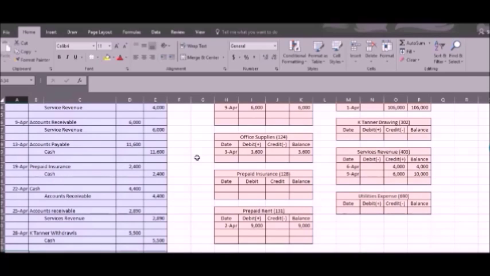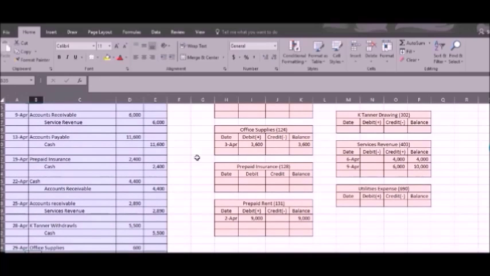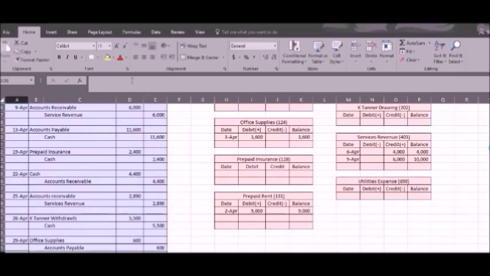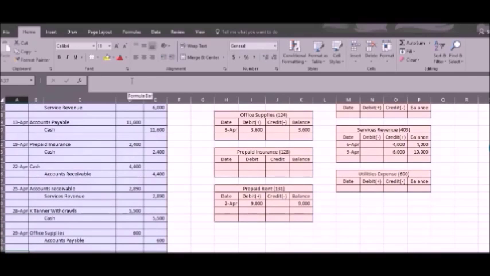Just a couple more to journalize. The 29th, the company purchased $600 of additional office supplies on credit. So on the 29th, we're buying more office supplies. That's an asset. I increased that with a debit of $600. And I haven't paid for them yet. I owe them the money, so I'm going to increase my accounts payable by $600, right? Have some office supplies, but haven't paid for them yet. I still owe them the money.